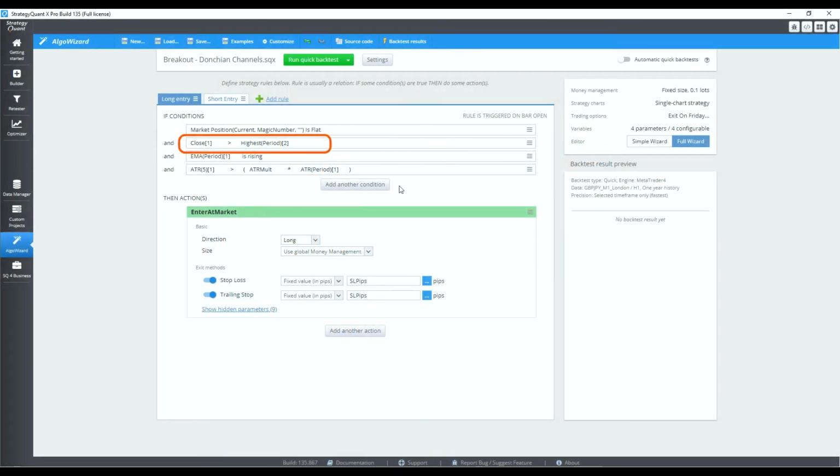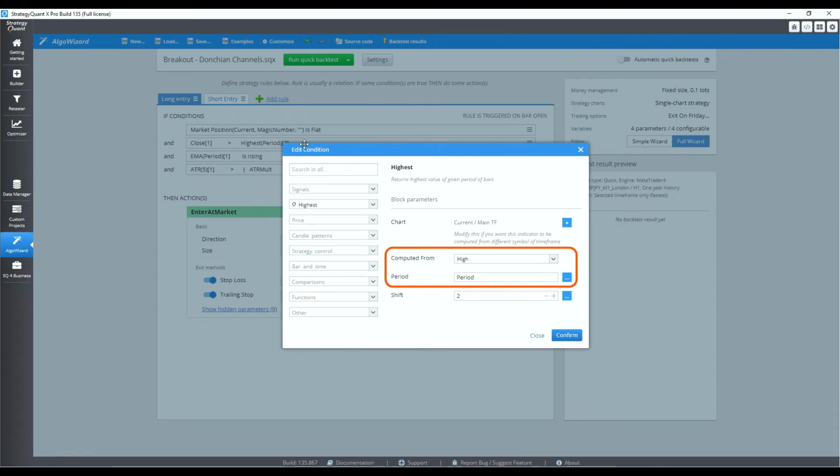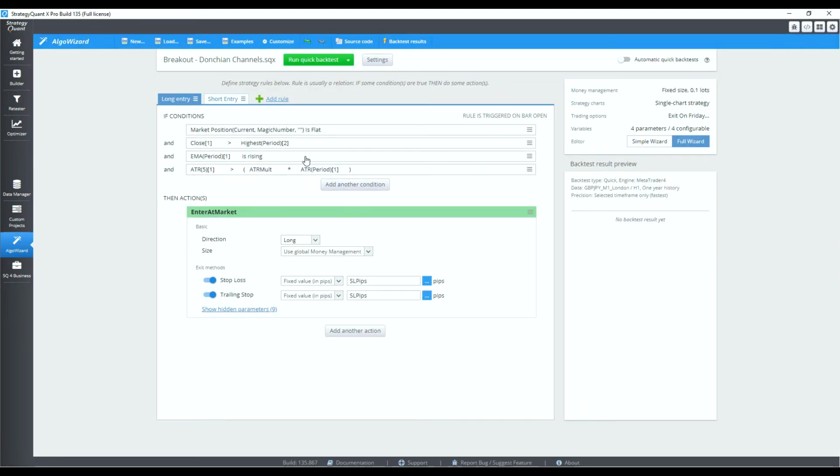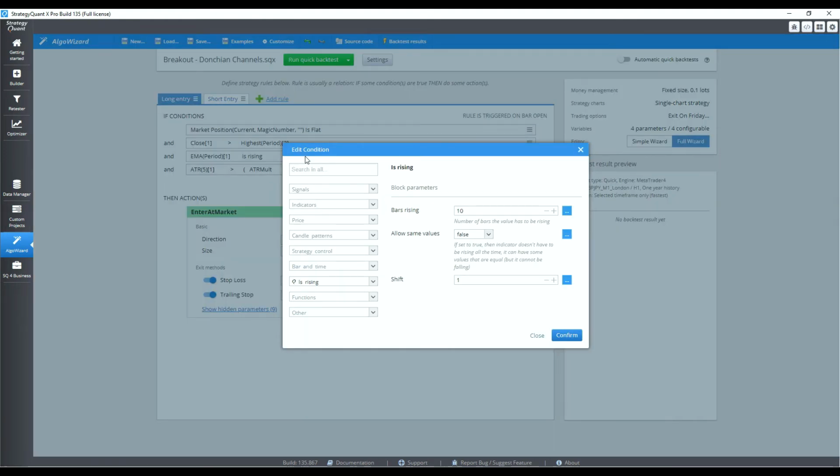AlgoWizard does not have the Donchian Channels indicator, but you can use the highest function, which returns the highest price over a given look-back period. For the 10 bar rising EMA condition, we can conveniently use the is rising condition, where we only need to select the number of consecutive bars required.